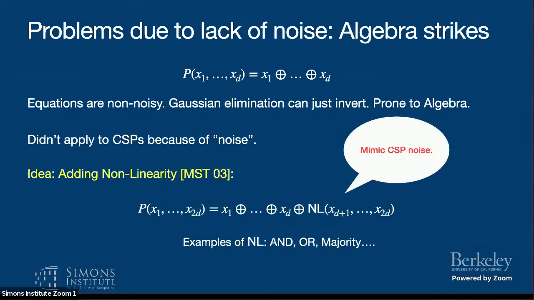Okay, so how do you get around this? The idea, which has existed since 2003, is that we use a nonlinear term inside the predicate. And the hope is that this mimics exactly what the CSP noise does in the case of CSPs. Now if I can choose this nonlinear predicate so that it takes care of algebraic attacks, that will mean we have found a nice candidate for PRG. So in the rest of this talk, we're going to see exactly how to choose this nonlinear predicate so that you can rule out certain kinds of algebraic attacks.